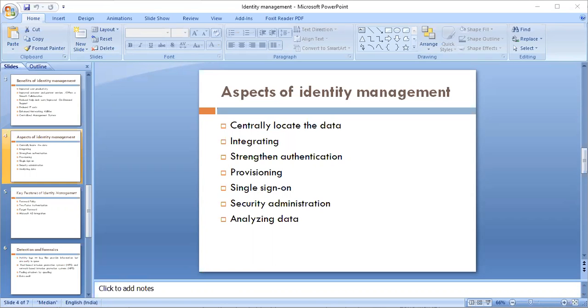Apart from this, we have security administration. So administration is reduced due to automation. So when it comes to administration, so administration is what? That you are going to monitor certain things, you are going to log certain things. Log as in you are keeping the tracks of whatsoever the actions are being done, and then you are going to control the access.